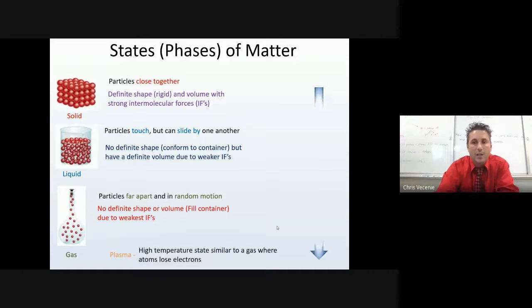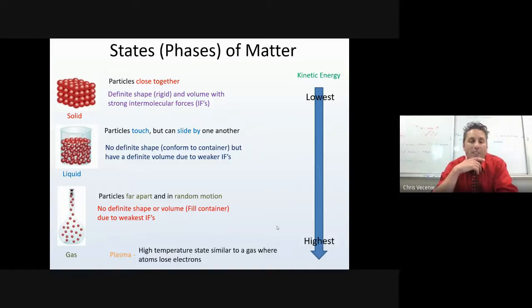Just to show you what's going on with energy, solids have the least amount of kinetic energy. They're not moving very much. All they can do is vibrate just a little bit in place. Liquids can slide by. They have more movement, and gases are moving like maniacs, so they have the most movement.